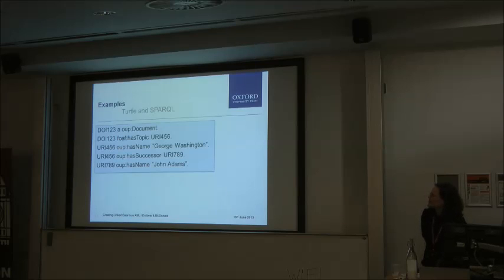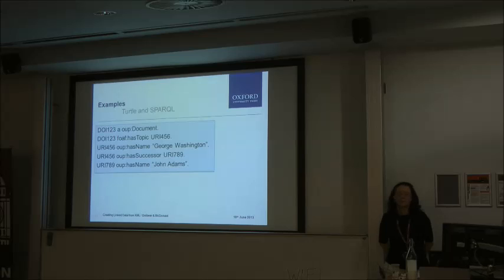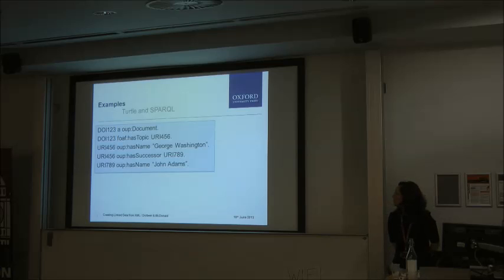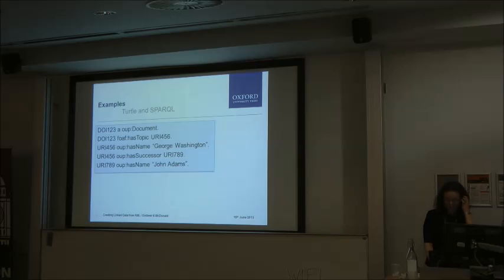So here's some Turtle. I've simplified it somewhat because you'd normally have a prefix to explain what OP or FOAF are, and then you'd have your angle brackets. But apart from that, this is basically it. So it's just URI, predicate, object. So what this is saying is that we've got a document about a topic that has got the name George Washington. That's the first three triples there. And then we're saying that this document, well, the topic, sorry, has its successor, which has got the name John Adams. And this has about half the number of lines of the RDF XML. And it's quite a lot easier to read.